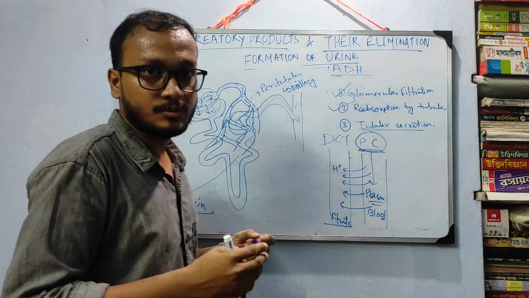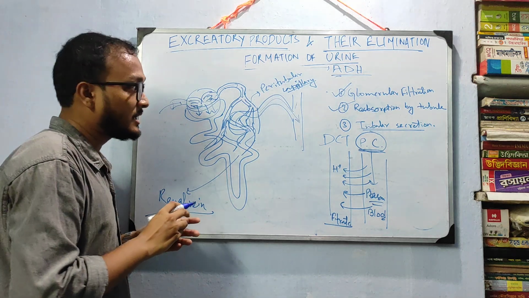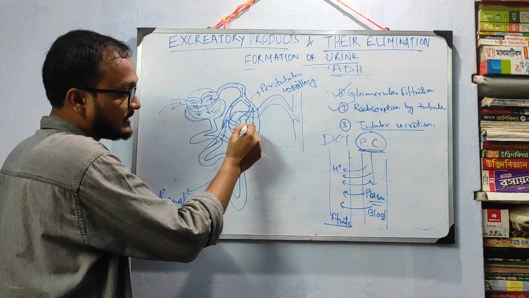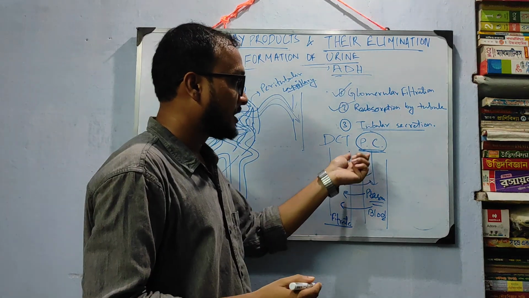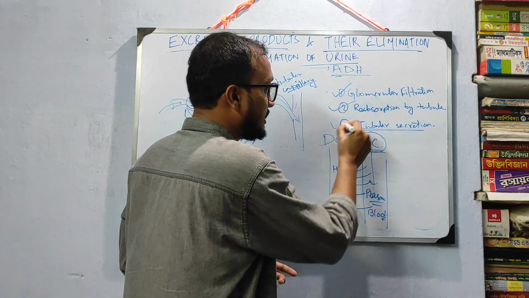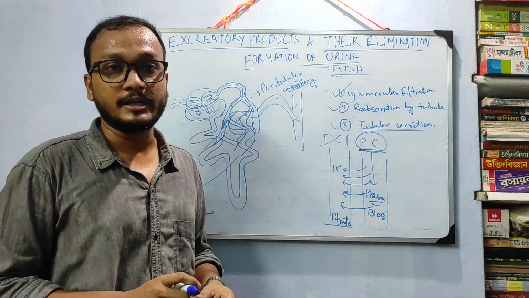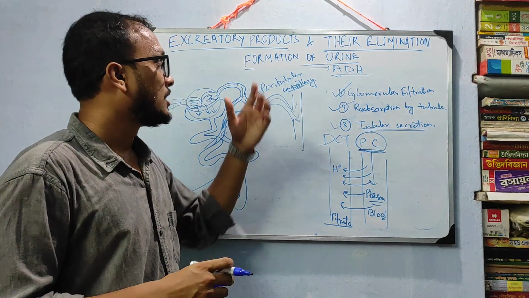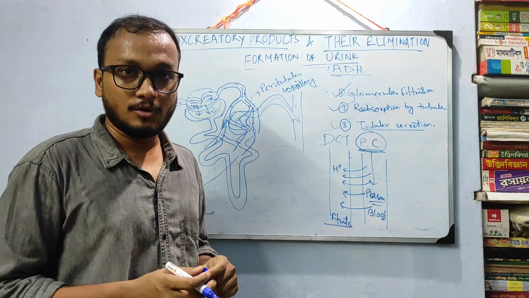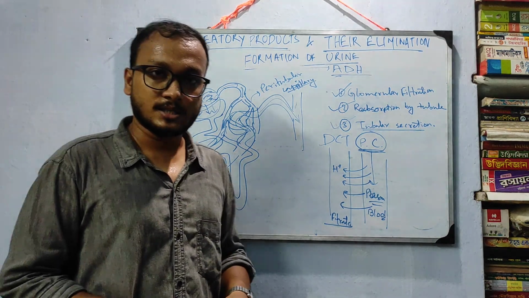Due to opposing pressure, there is a chance that some molecules do not get filtered. So they will enter the DCT region from the peritubular capillary. That is tubular secretion. So this is the whole process by which urine is formed in the nephron region. This is the whole portion. If there is any doubt, you can ask me.